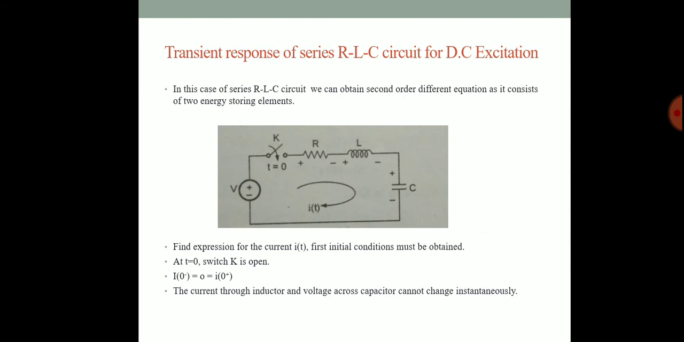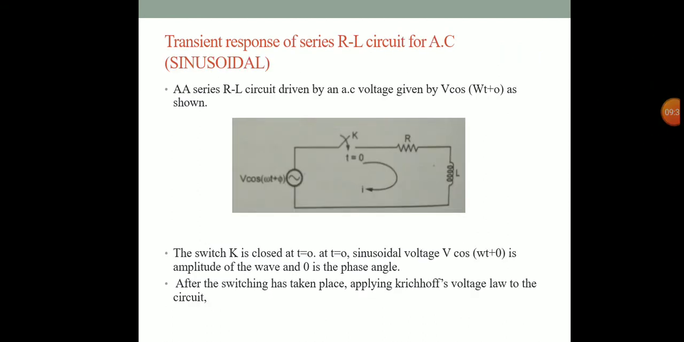Now we discuss the RL circuit for AC, that is, sinusoidal excitation. Consider a series RL circuit driven by an AC voltage given by V cos of omega t plus pi, as shown in the figure. The switch K is closed at t is equal to 0. At t is equal to 0, the sinusoidal voltage V cos of omega t plus pi is applied to the series RL circuit, where V is the amplitude of the voltage and pi is the phase angle.